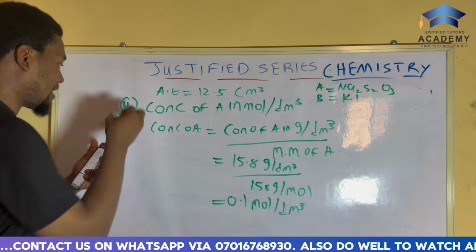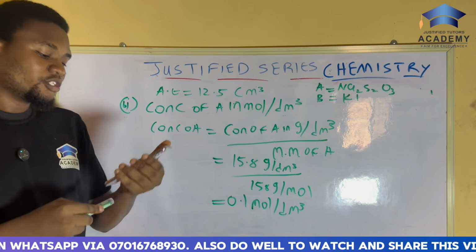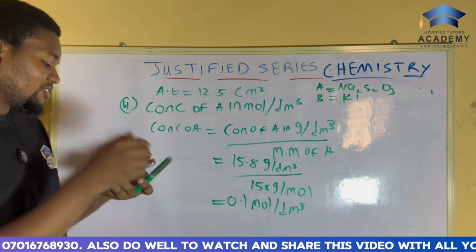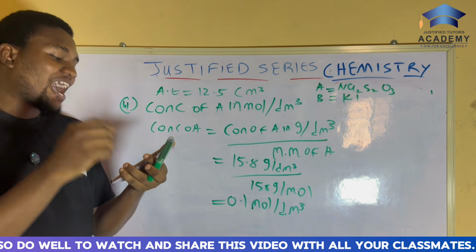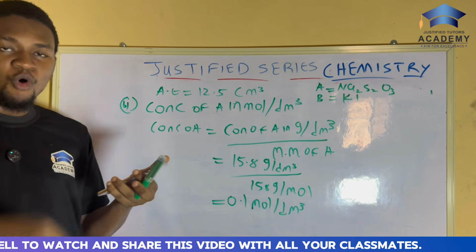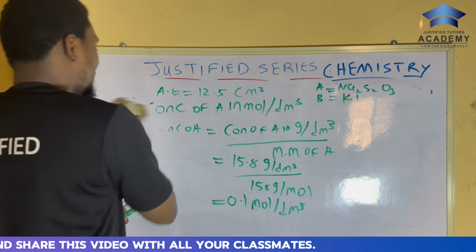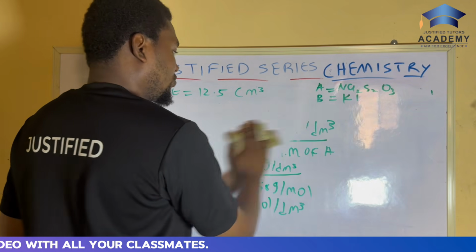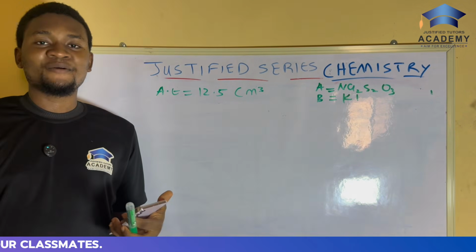Let me put this as 1bi. So 1bi was getting the conc of A, and we've now gotten the conc of A. 1bii now says: find the conc of I2 in B in mole per dm cube. Let me rub this one off so we can have space to find the one for 1bii. Are you ready?